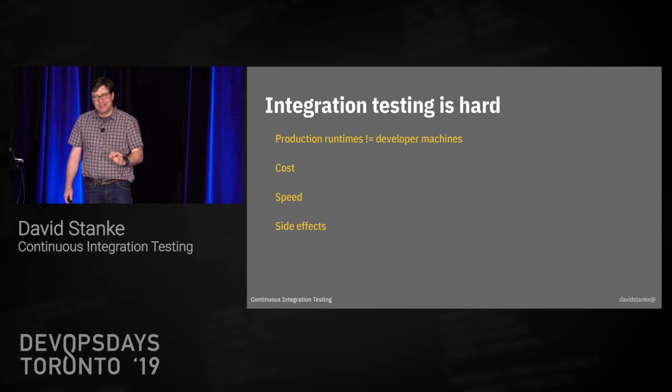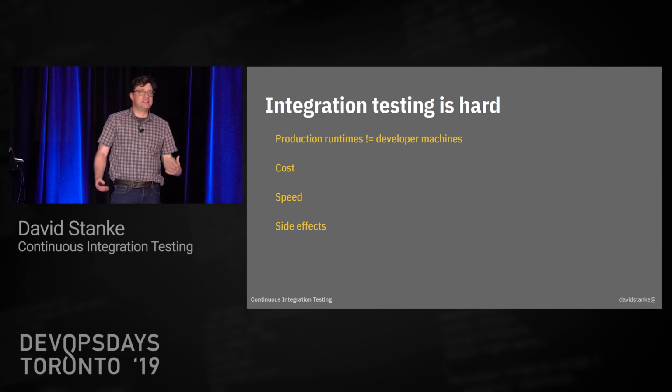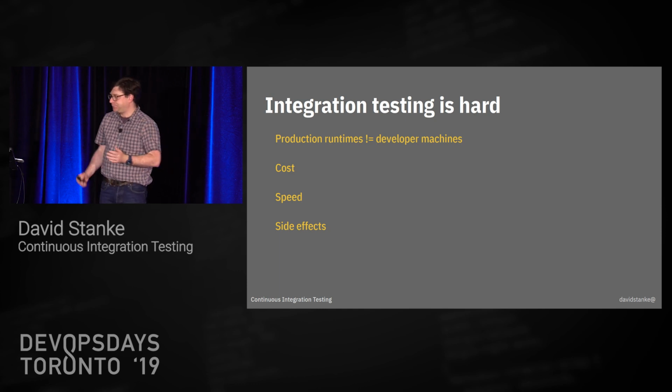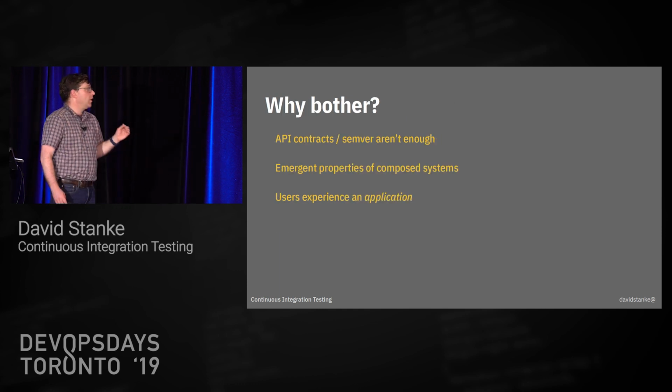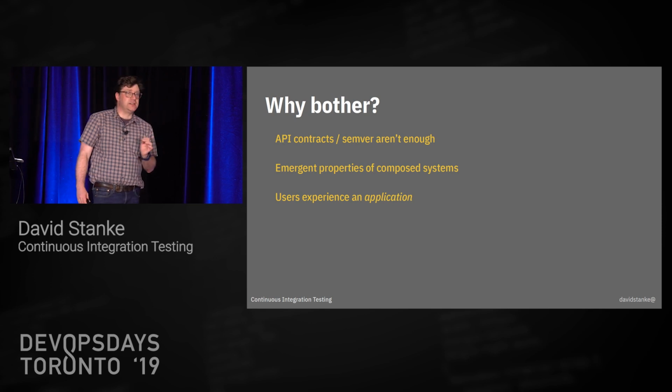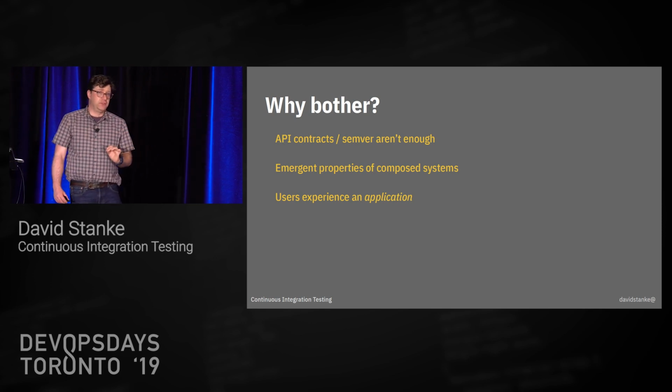Integration testing is hard, and microservices make it harder. The whole point of microservices is isolation. Each team can work independently, can ship their code independently, and each of the application pieces is independent and doesn't care about what else is going on, right? So why bother? Well, one reason is that API contracts and semantic versioning are not enough.